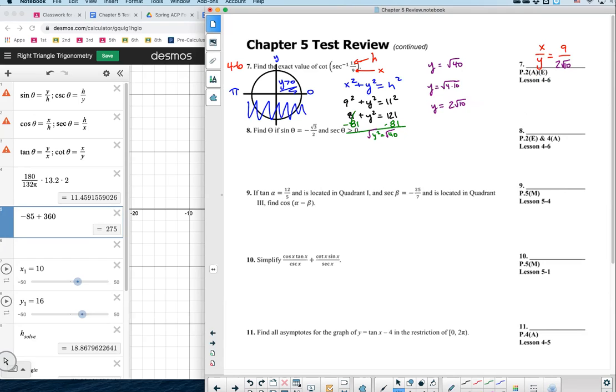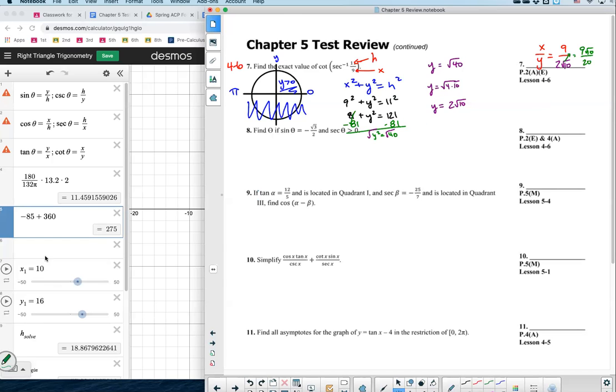If I'm not going to leave a square root in the denominator, I would need to shoot that up, which means it's 9 square roots of 10 over 2 times 10 is 20. And that would be my solution. 9 square roots of 10 over 20.